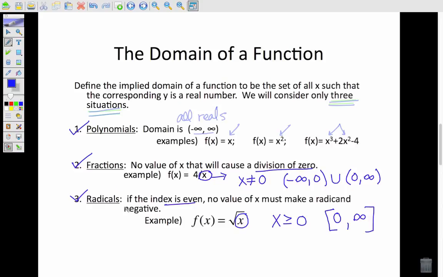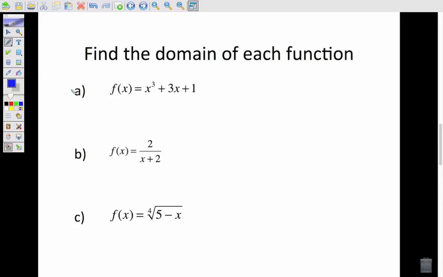That's how we look at some domain issues. And we're going to go through some examples that give us problems with either fractions or square roots. So we're still on page 5 here. Now we're leading into example 8a. Find the domain of each function. What I'm going to show you is how you can find your domain and write it in a couple different ways.